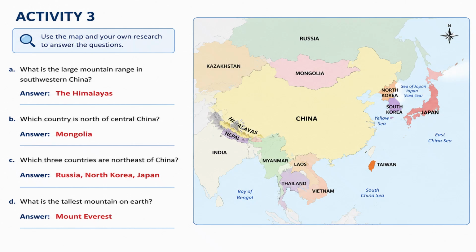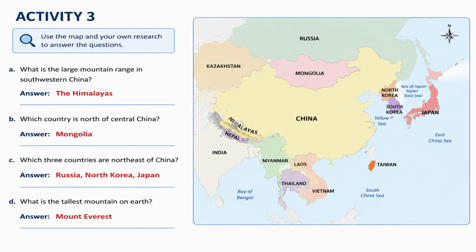Now activity 3. In this activity, we are going to use the map and our previous knowledge to answer a few geographical questions. Before I reveal each answer, I would like you to pause for a moment and try to answer it by yourself. Then we will check the answers together. So question number 1, what is the largest mountain range in southwestern China?